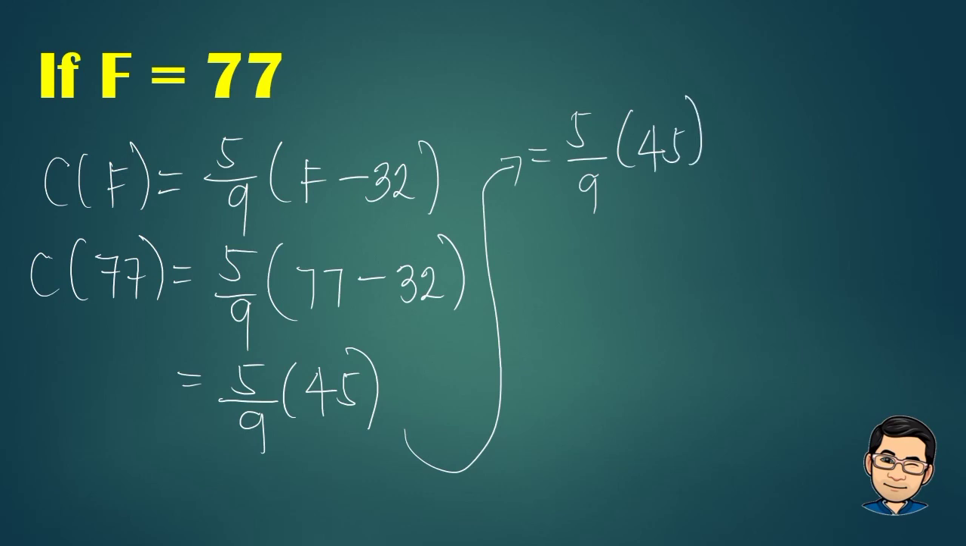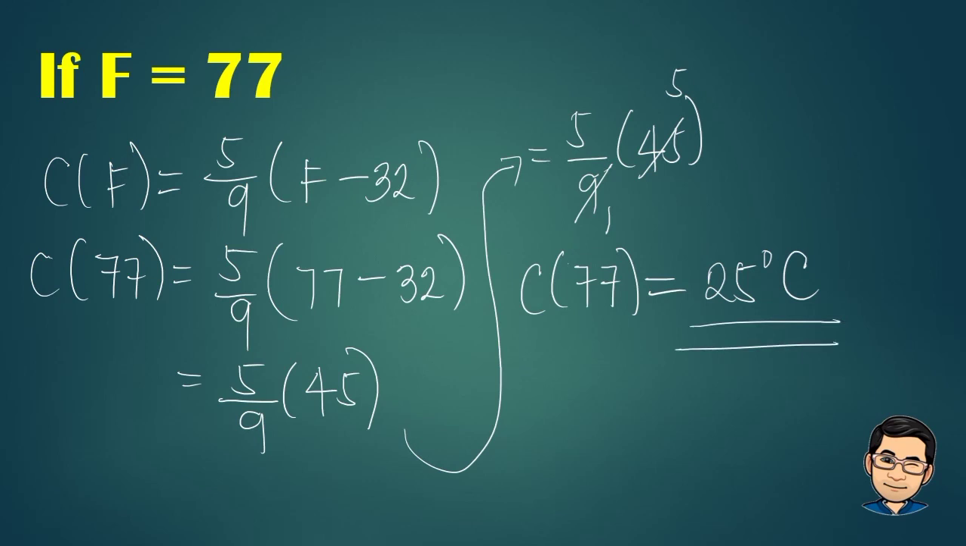So we can cancel out 45 and 9 because they have common factor, which is 9. So 9 divided by 9, that is 1. 45 divided by 9, that is 5. So our final answer, C of 77, is equal to 5 times 5, 25 degrees Celsius. It means if we convert 77 degrees Fahrenheit to Celsius, that will become 25 degrees Celsius.